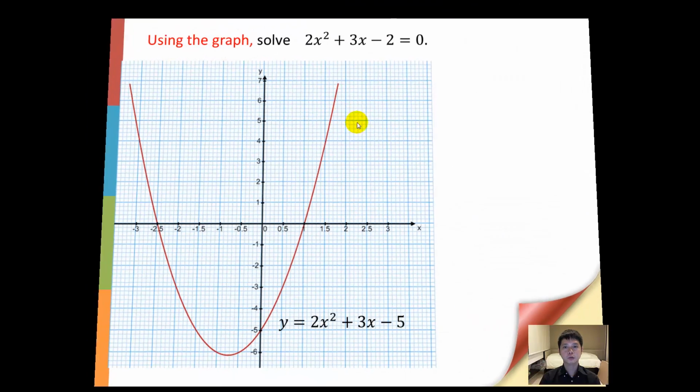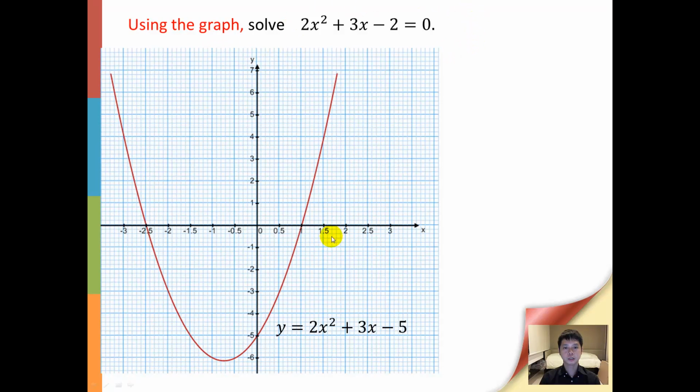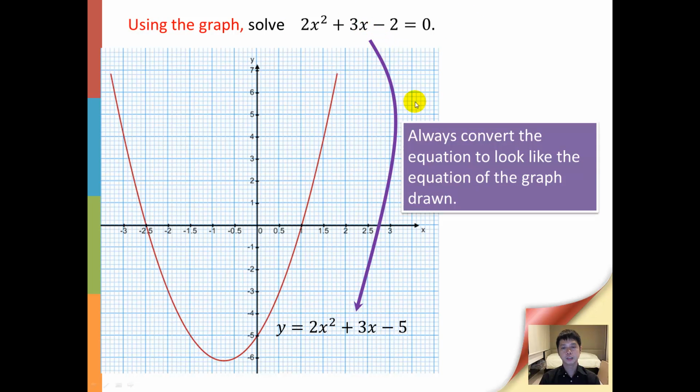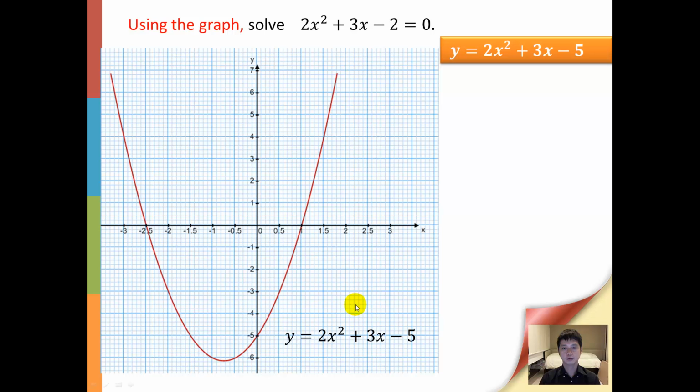Now let us see how we solve the next equation here using the curve. Again, we will convert this equation here to look like that of the curve. The equation of the curve is given here, and the equation that we need to solve is this. Now you notice that this part here is different from the curve, and therefore we need to shift it to the other side. And now we need to subtract 5 on both sides so that the left hand side will look exactly like the equation of the curve.